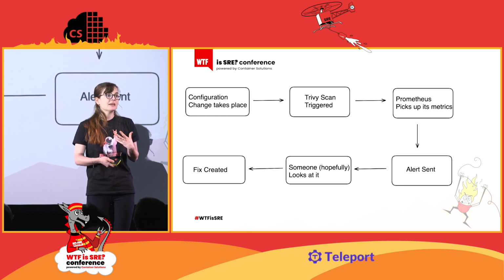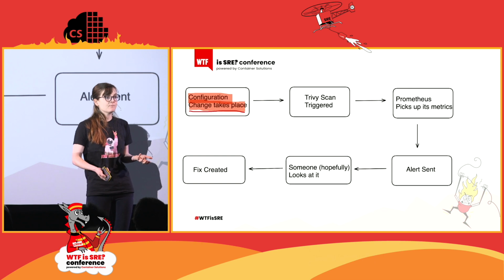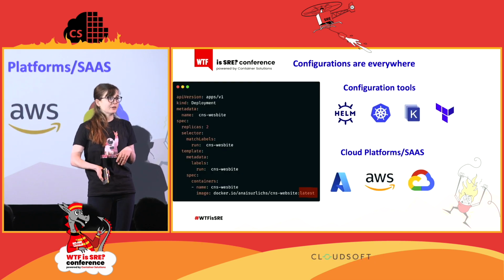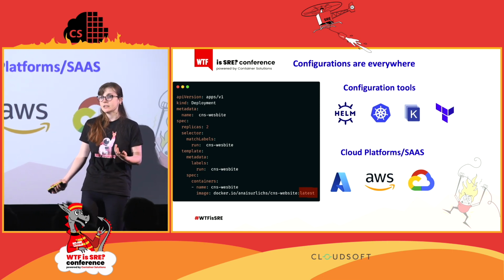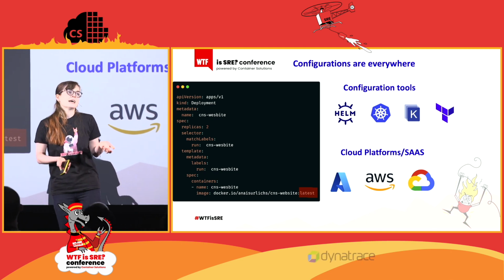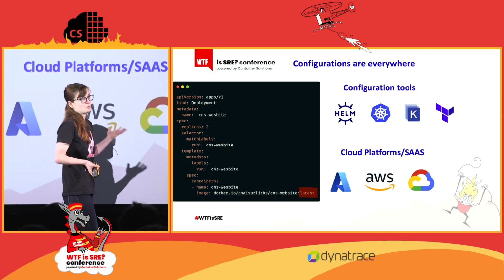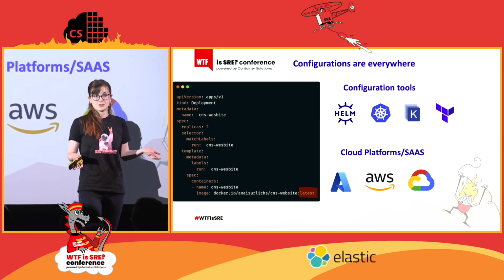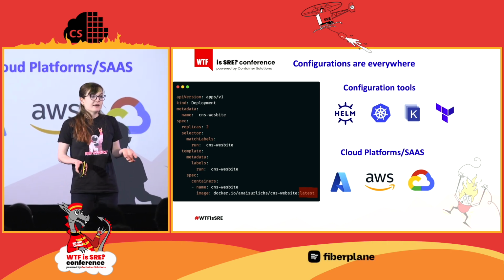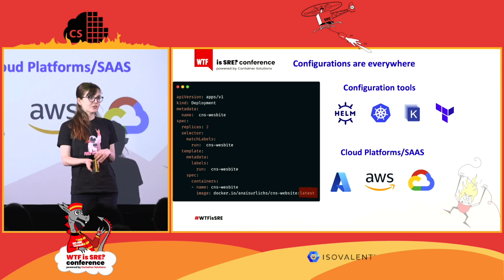For example, if I want to misconfigure one of my components, I could do that by changing my container image to the latest tag. Now, if I change the container image to the latest tag, it will just pull whatever the latest container image is that has been pushed to the container registry.